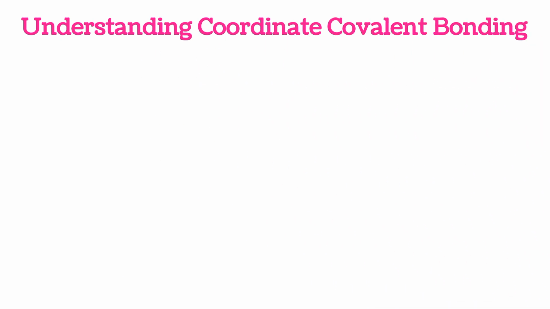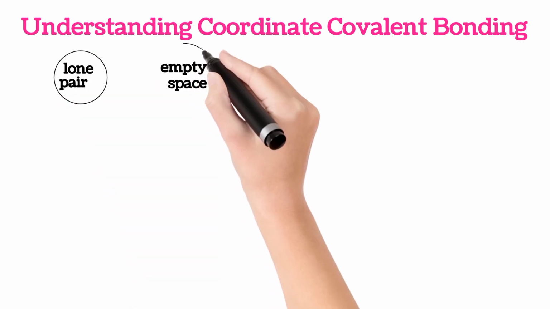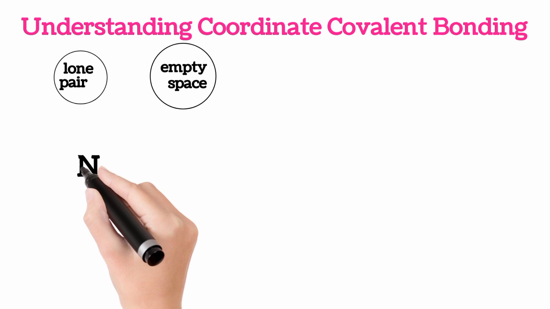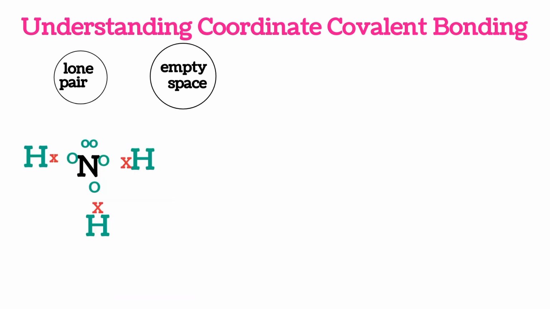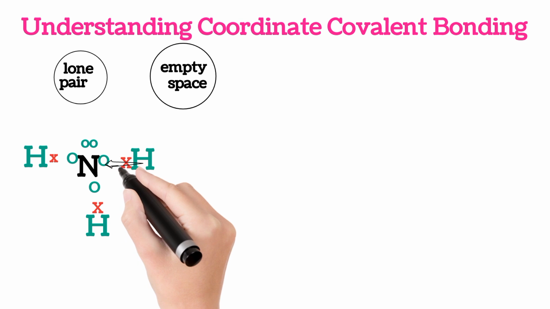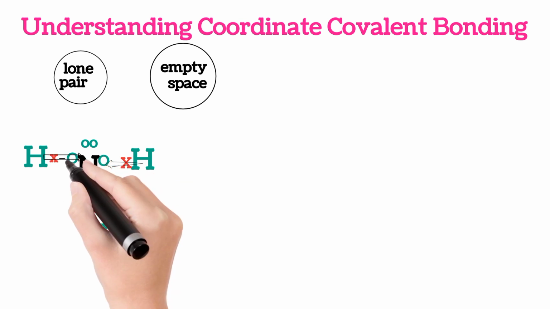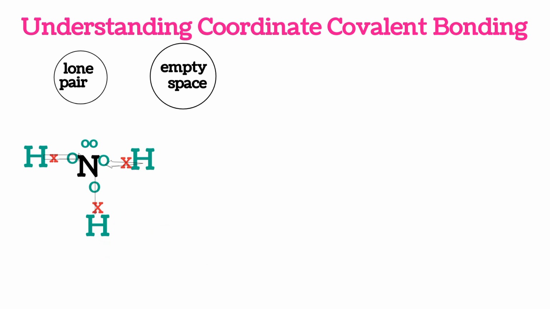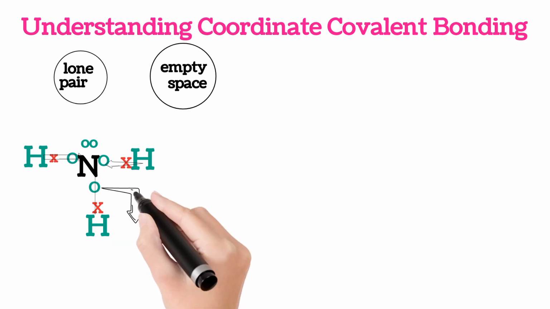Let's try to understand coordinate covalent bond. Let's consider an atom with a lone pair and an atom with an empty space. For example, let's consider nitrogen atom and hydrogen in the formation of ammonia. We know that nitrogen has 5 electrons in the outermost shell and it needs 3 more electrons to attain the octet structure. On the other hand, there's only 1 electron in the shell of hydrogen and it needs 1 more electron to attain its duplex structure. So, each hydrogen atom will share 1 electron each with nitrogen atom and they will form single covalent bonds.